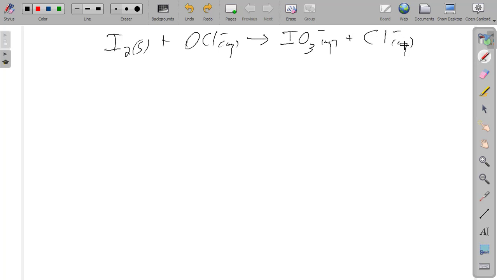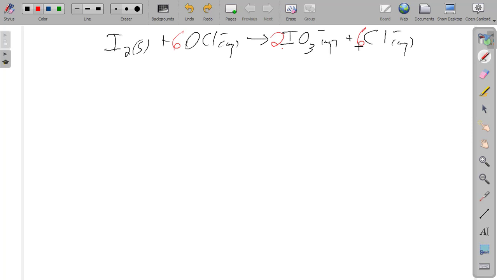All right. So now what we could do is, why do we have to look at all this? Why can't we just balance it? And so we see that there's two iodines here, so there should be a 2 there, right? And there are 6 oxygens now, so there needs to be 6 here, and that makes 6 chlorides, so 6 here. And now it's all balanced, right? 1, 6, 2, and 6.